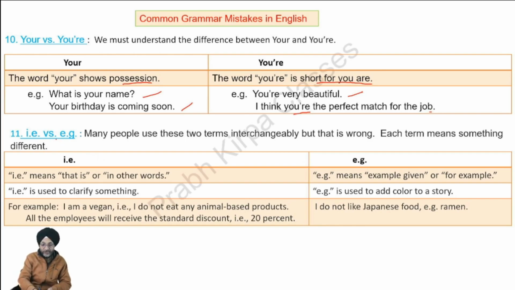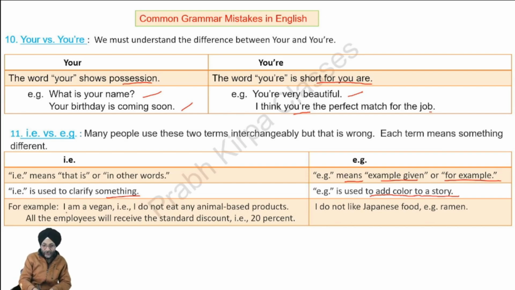Sometimes some people use i.e. and e.g. interchangeably. Both these terms are different. We should not mix the same. Each term means something different. i.e. means in other words. That is used to clarify something. e.g. means example given or for example. e.g. is used to add color to a story.